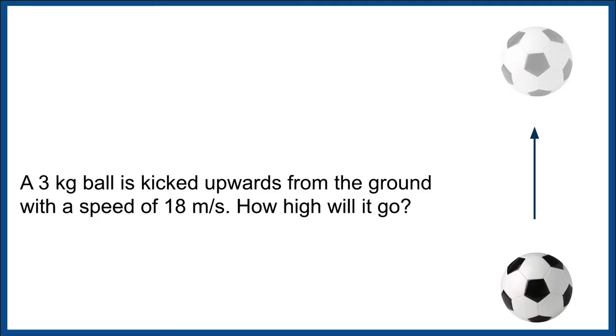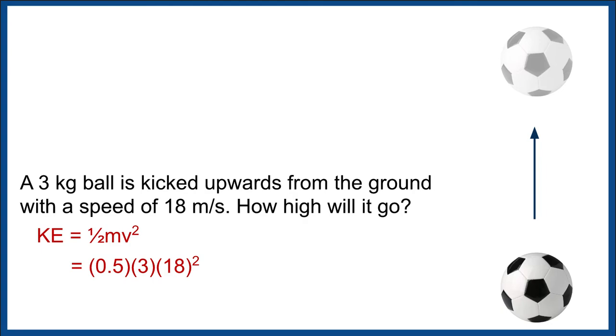So let's take a look at an example here. A 3-kilogram ball is kicked upwards from the ground. The initial speed as it leaves the ground is 18 meters per second. And we can predict how high the ball will go using the ideas of conservation of energy. We'll start by determining the kinetic energy at the bottom. That's because the ball only has kinetic energy at the very lowest point. When it's at the ground, there's no potential, it's all kinetic. So the kinetic energy would be 1/2 times the mass times the speed squared.